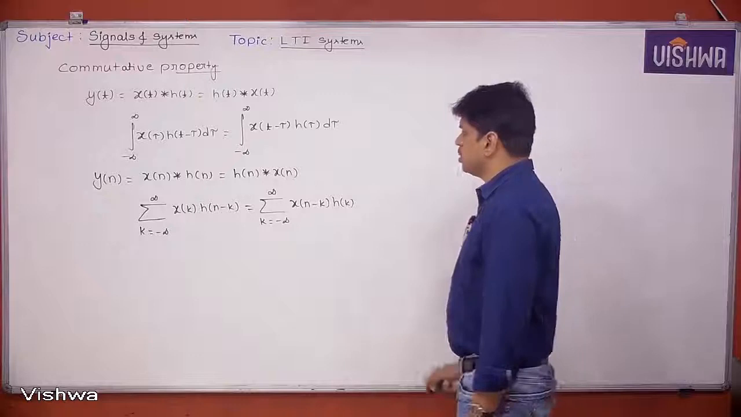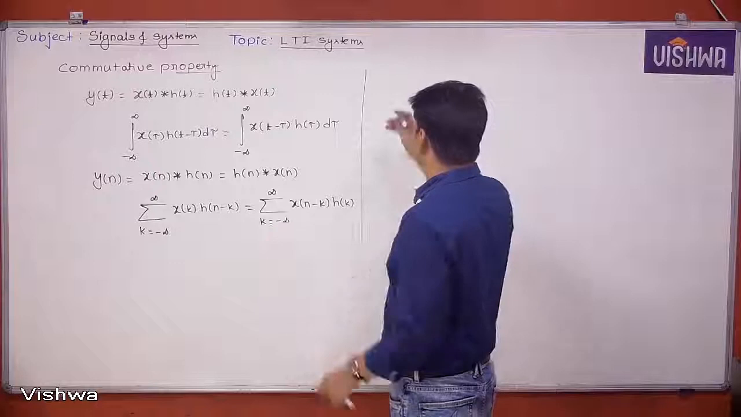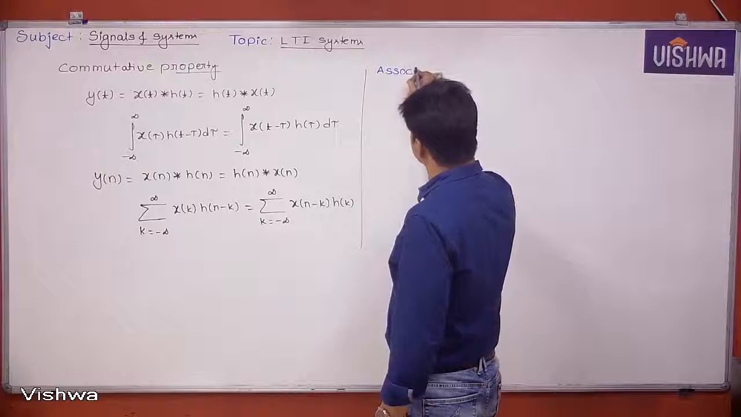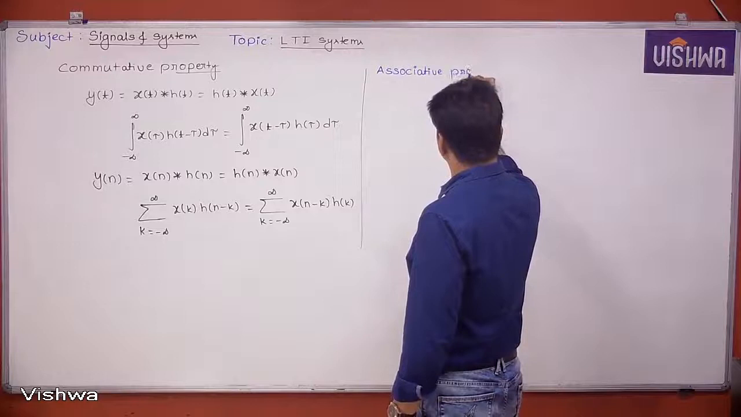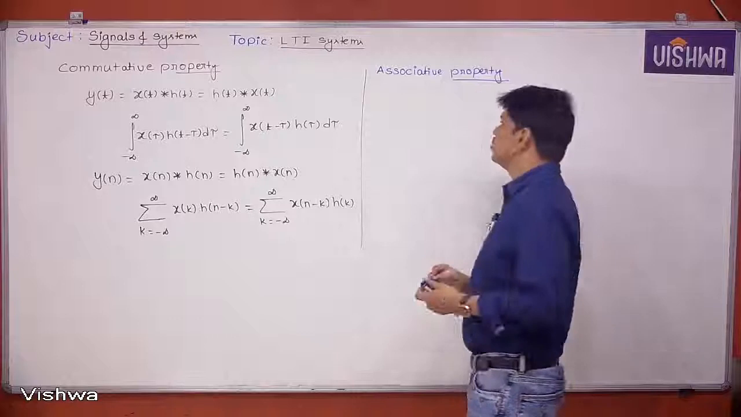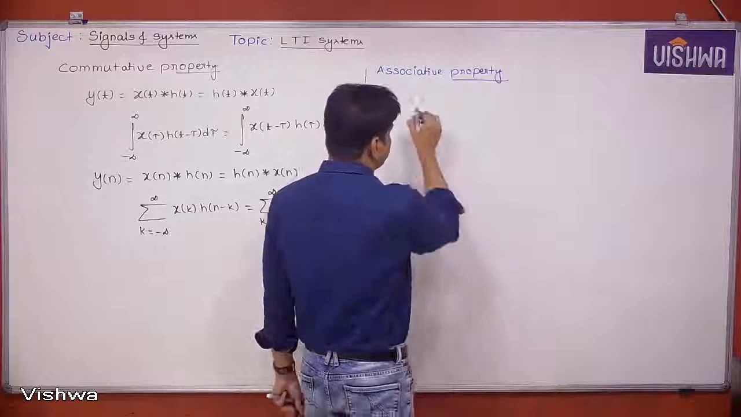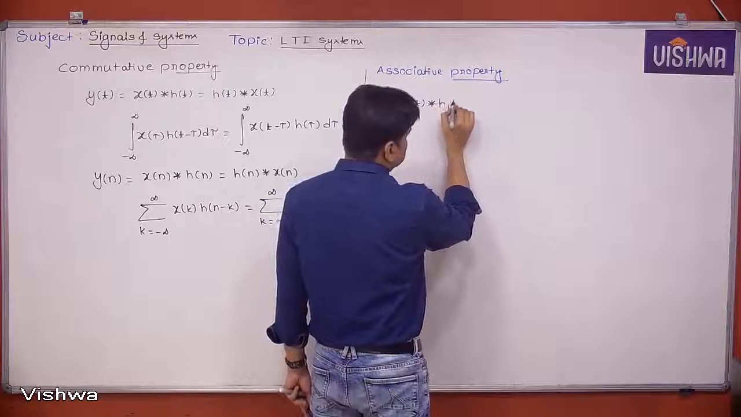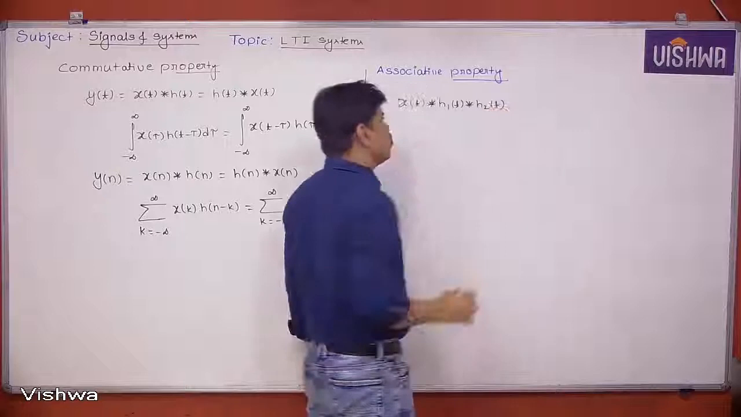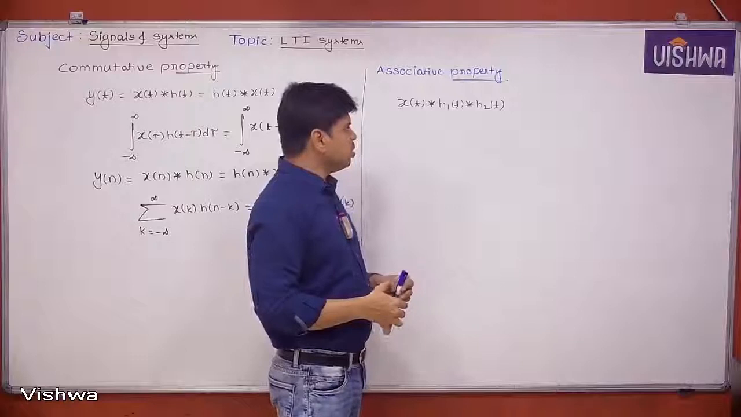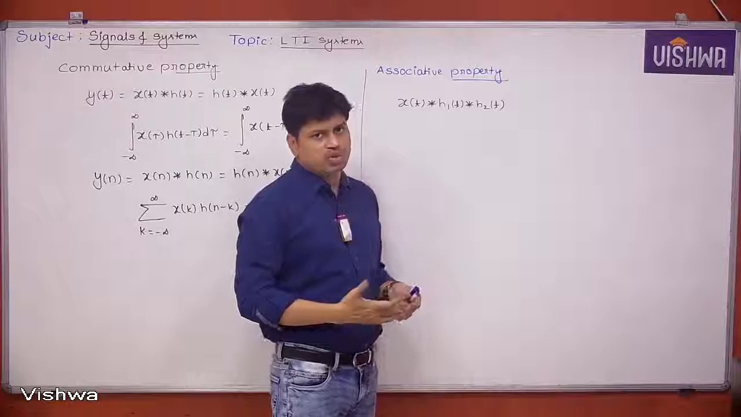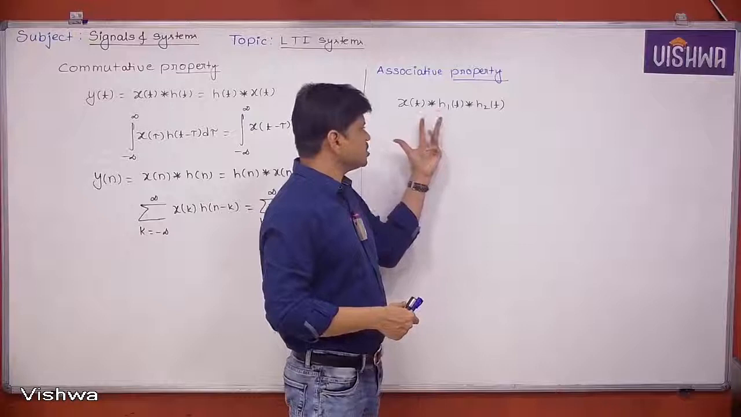Next property we have to see is the associative property. What the associative property says is, suppose you take x of t convolution with h1 of t convolution with h2 of t. So we are having two convolutions, which means we have to perform the convolution two times. We don't have a formula for convolution of three signals. That means first we have to perform the convolution between two signals, then convolute with the other signal.